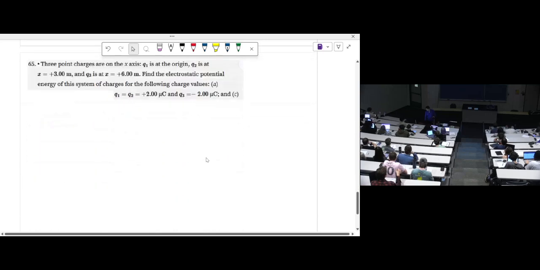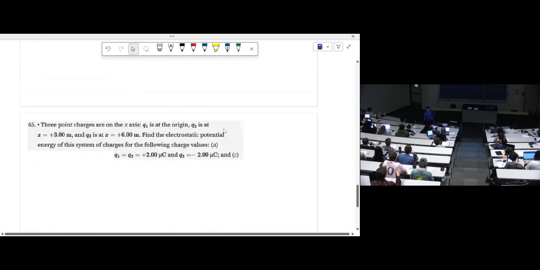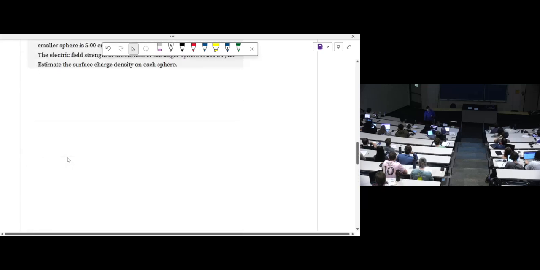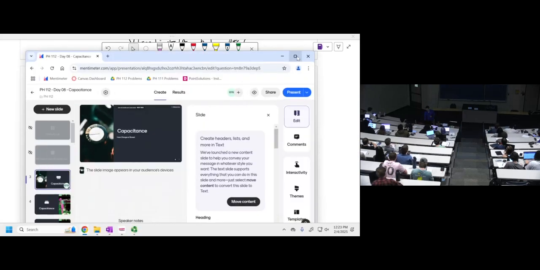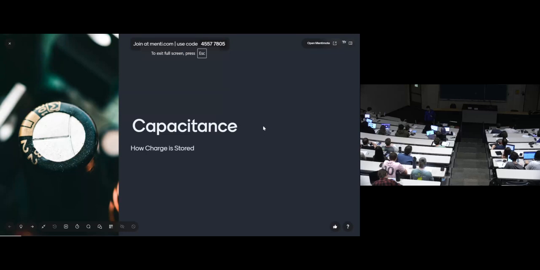We may try to revisit some of these maybe later because we're missing 3 of them. The solutions are posted on Canvas. But for the sake of time, let's go ahead. I would like to at least talk about capacitors before we're done today. So let's switch gears here and do electric capacitance.